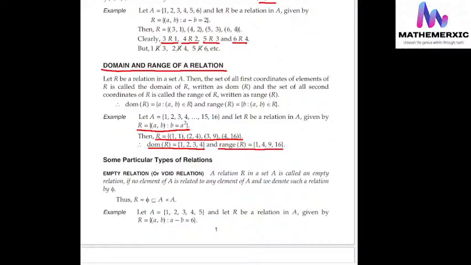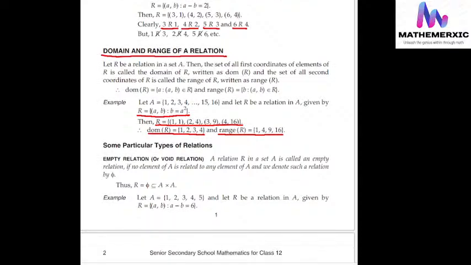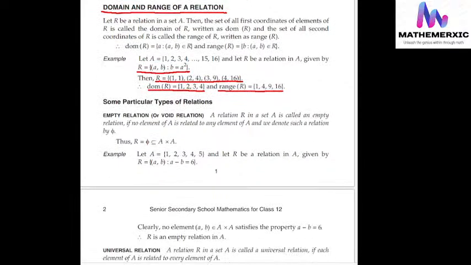Some particular types of relations that we can see are the empty relation or void relation.